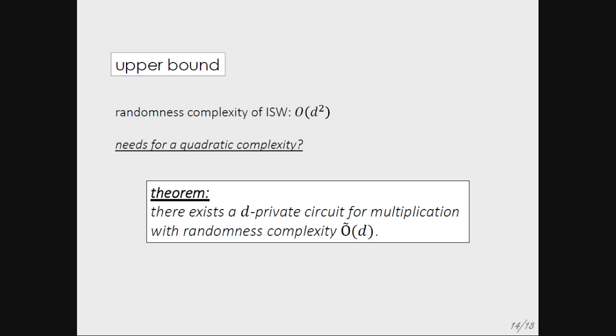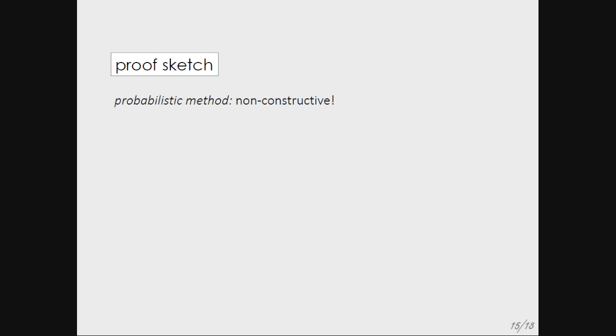But we don't really need a quadratic complexity. Actually, what we were able to show is that there exists a d-private circuit for multiplication that requires d log d randoms. So once again, I'm going to show you a sketch of proof about that. Sadly, it's a probabilistic method, so we weren't able to actually construct such circuits.